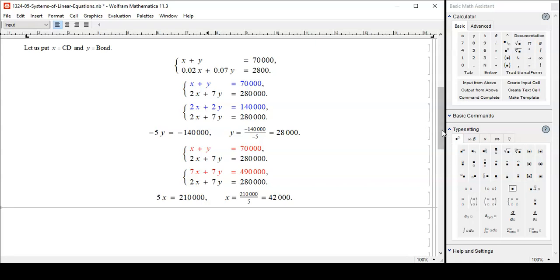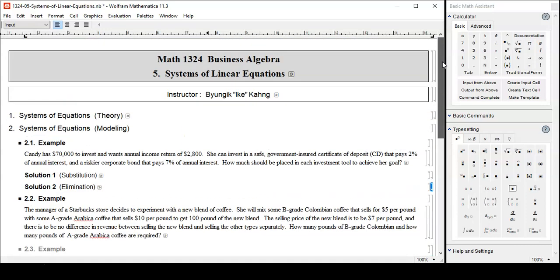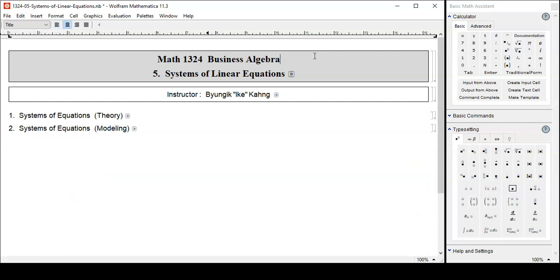Yes, indeed, 42,000. So you can use elimination if you prefer. Same setup, and then remove the decimals, and then you can eliminate x by multiplying by 2 and then subtracting. You can eliminate y by multiplying by 7 and subtracting. So elimination works just fine as well. Most students, however, usually use substitution, and that was my experience.